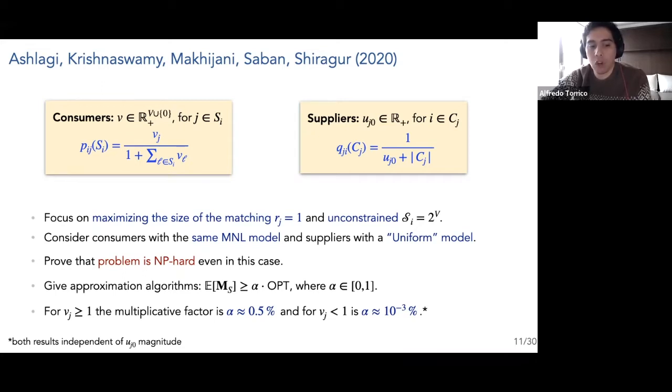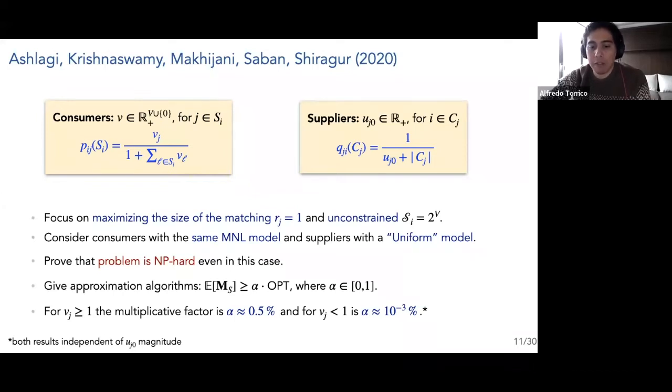So the focus that they give is providing some algorithms with provable guarantees in the following sense. They want to give an algorithm that guarantees some alpha factor of the true optimal value, where alpha is between 0 and 1. They divide the analysis in two different settings. In the first setting, they consider when consumers have values at least 1, meaning that they value the supplier more than leaving the platform. For that case, the factor that they obtain is 0.5%.